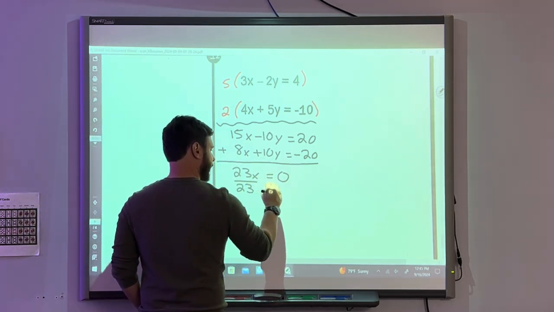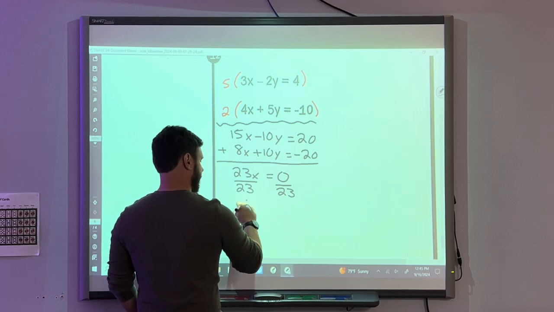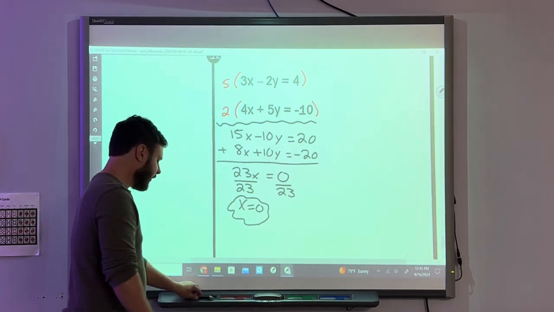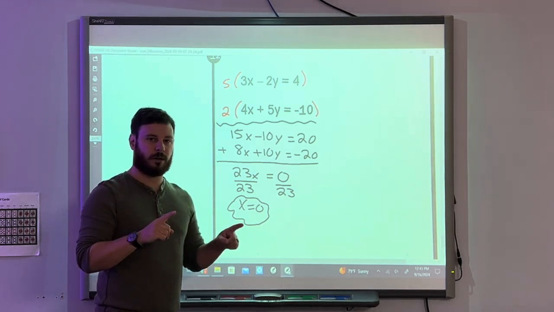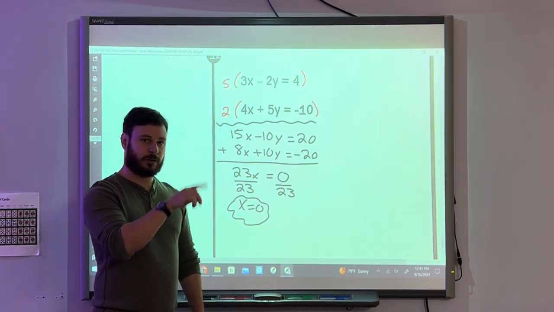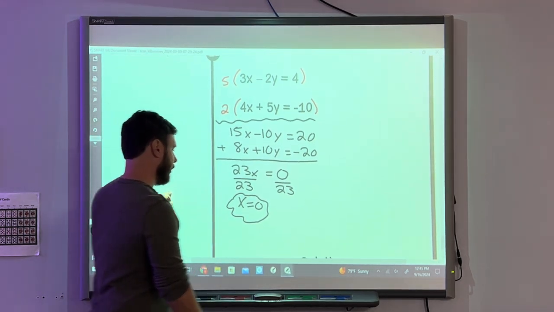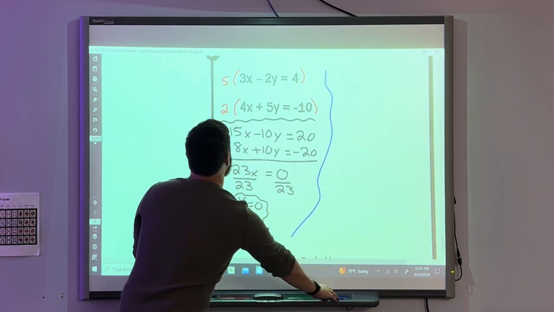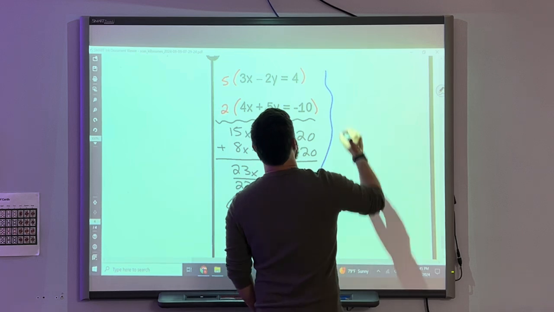Divide by 23, x equals 0. That can happen. Because remember, we're just doing a point on a graph. And you can have a 0, that would be on your axes, right? So plug x in for somewhere. Doesn't matter where. Let's do the top one.